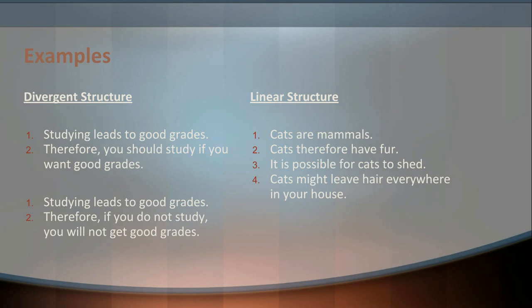Now, we could add in more indicator words to make the structure of this even more clear. Therefore, because cats have fur, it is possible for cats to shed. If you have fur, there's a chance it can come off, and that you can shed. Therefore, cats might leave hair everywhere in your house. And as someone with 2 cats, I can heartily attest to this one. I can promise you, cats do in fact leave hair everywhere, including places you never dreamed they could leave hair.